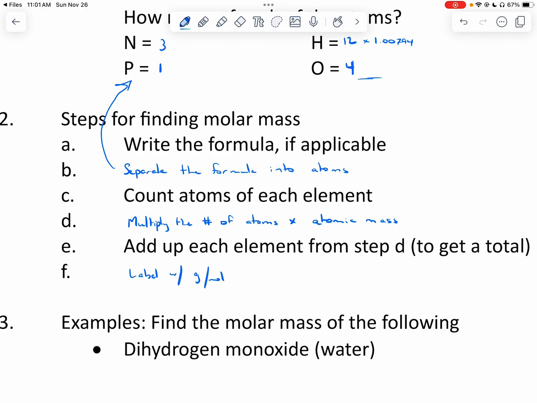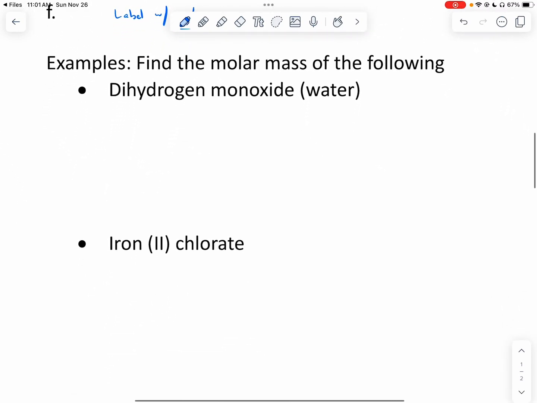All right, so at this point, if you don't have it with you right now, you need to get a calculator and your periodic table. I'm grabbing mine, so let's see what we got here. All right, so our first one, we have find the molar mass of the following. We are looking for dihydrogen monoxide, aka water. So our first step says to write the formula. We have H2O. So we've now written the formula. Our second step says to separate the formula into elements.